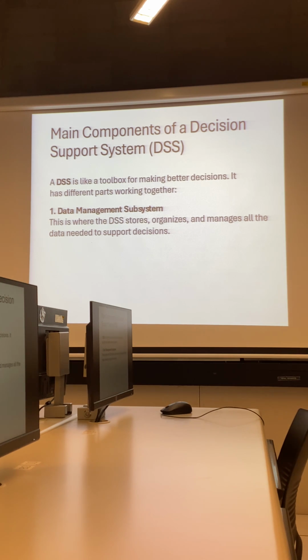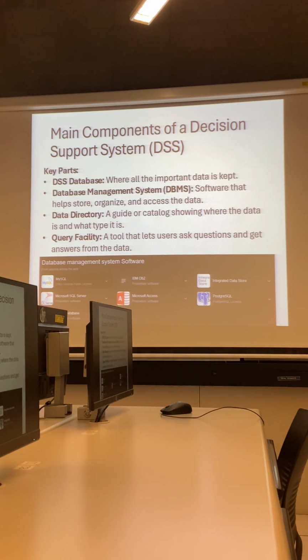So, what are the main components of a DSS or decision support system? A DSS is like a toolbox for making better decisions, and it has different parts working together. For example, the data management subsystem. This is where the DSS stores, organizes, and manages all the data needed to support decisions. So the DSS puts all the data together, stores, organizes, and manages it to support decisions.